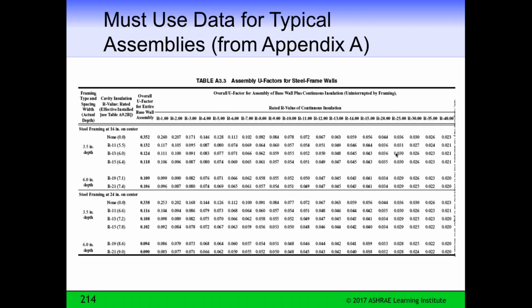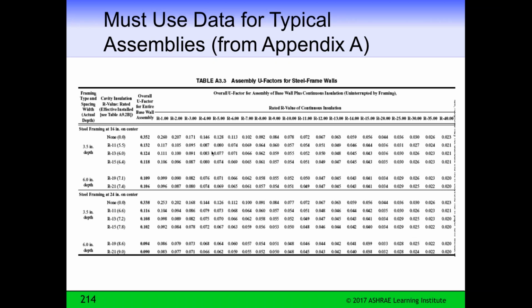And as I said before, you must use data for typical assemblies from Appendix A. Here is a very handy table that's hard to read because there's so much crammed into it. But here are U factors for steel frame walls. On the left, you have steel framing 16 inches on center, 24 inches on center, 3.5-inch stud depth, 6-inch stud depth, and then different baseline insulation levels between the studs. And the third column in gives you the overall U factor for the entire assembly.